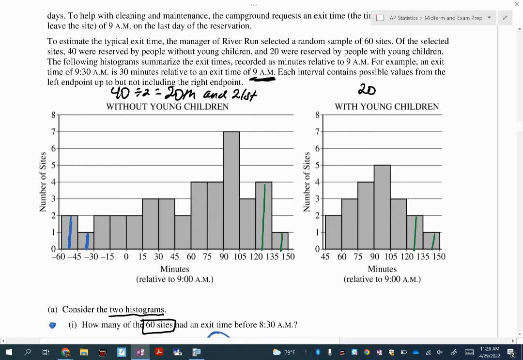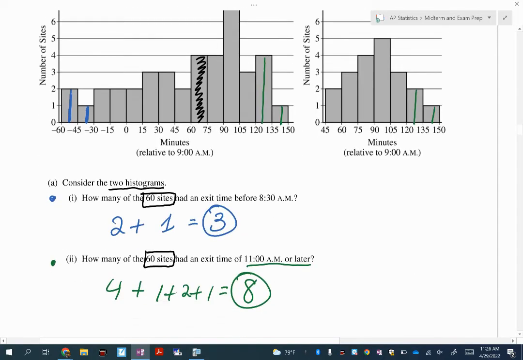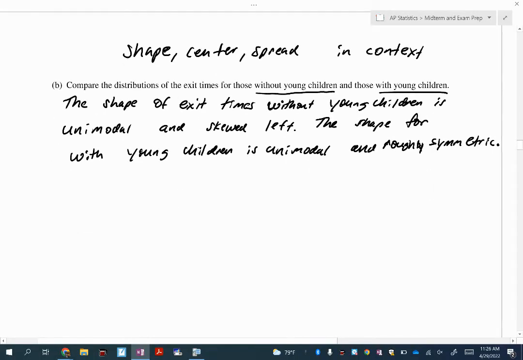So this is 2 plus 1 is 3 plus 2 is 5, 7, 9. 9 plus 3 is 12. 12 plus 3 is 15. 15 plus 2 is 17. 17 plus 4 gets to 21. So the 20th and the 21st data values will be between 60 and 75 minutes after 9 a.m.